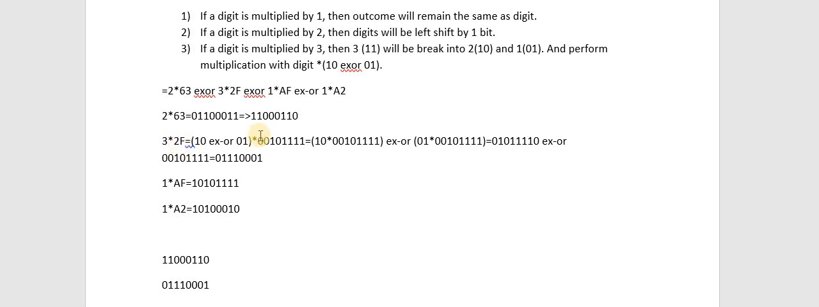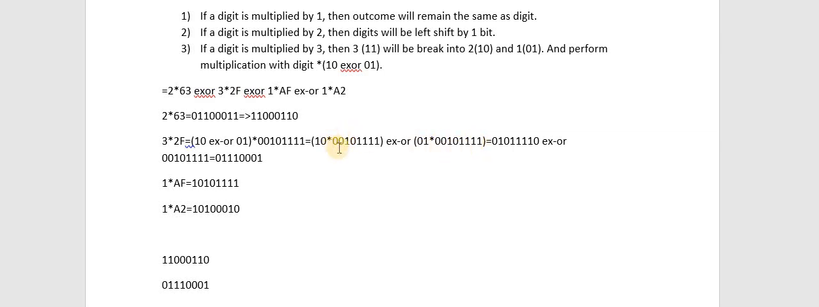2F, the binary equivalent of 2F is this one. 2 will be represented by 0010 and F is represented by 1111. In the same way, the digit is multiplied by 10 XOR 01. So 10 XOR 01 is multiplied by the digits. By the distributive law, we have to distribute this equation: 10 will be multiplied by this digit, XOR 01 will be multiplied by this digit.